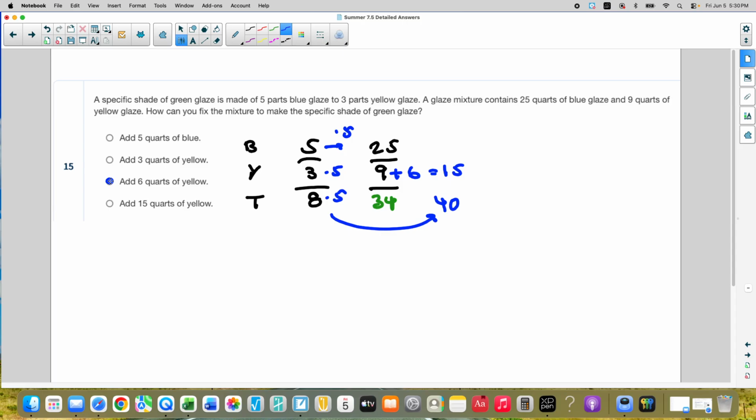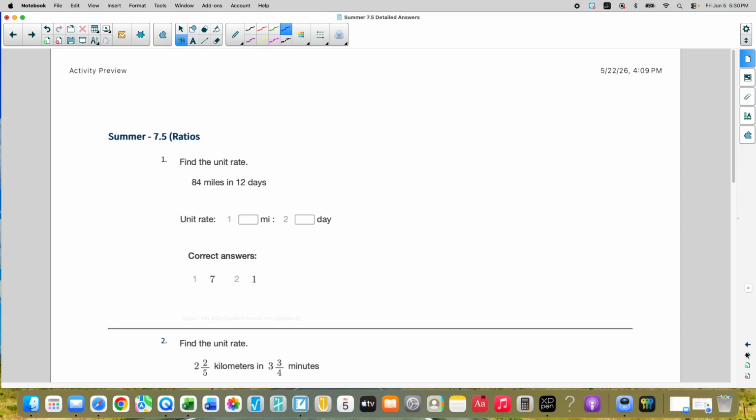I'm not sure if you understood how I did that, but that's a good way to check your proportions are correct. All right, here are the answers. So now let's go over.